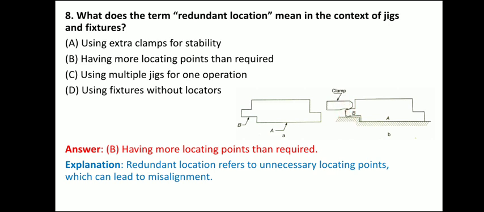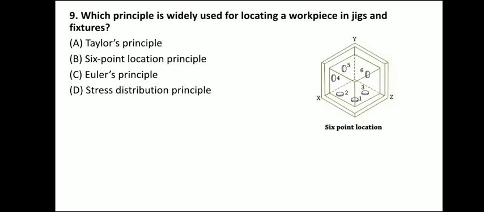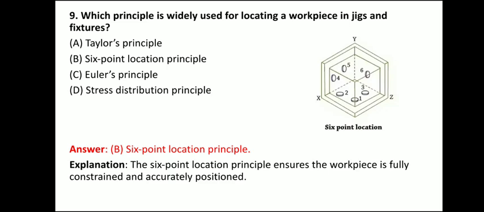Next question: which principle is widely used for locating a workpiece in jigs and fixtures? The answer is the 6-point location principle. The 6-point location principle ensures the workpiece is fully constrained and accurately positioned. तो जब भी आप jigs और fixture डिज़ाइन करते हो तो हमेशा वो वर्कपीस कैसे लोकेट होना चाहिए, उसके डिग्रीज ऑफ फ्रीडम कैसे लॉक होना चाहिए, उसमें मूवमेंट नहीं चाहिए. सो ये सब इंश्योर करता है आपका 6-point लोकेशन प्रिंसिपल.